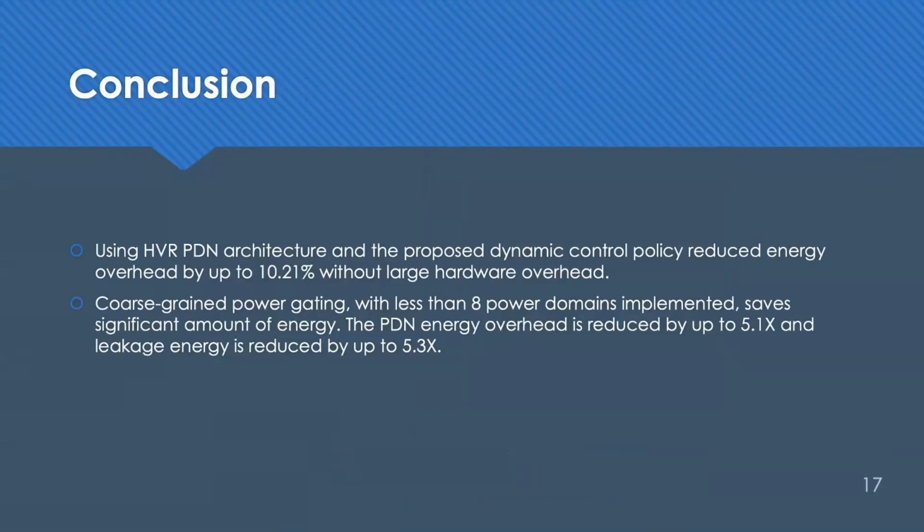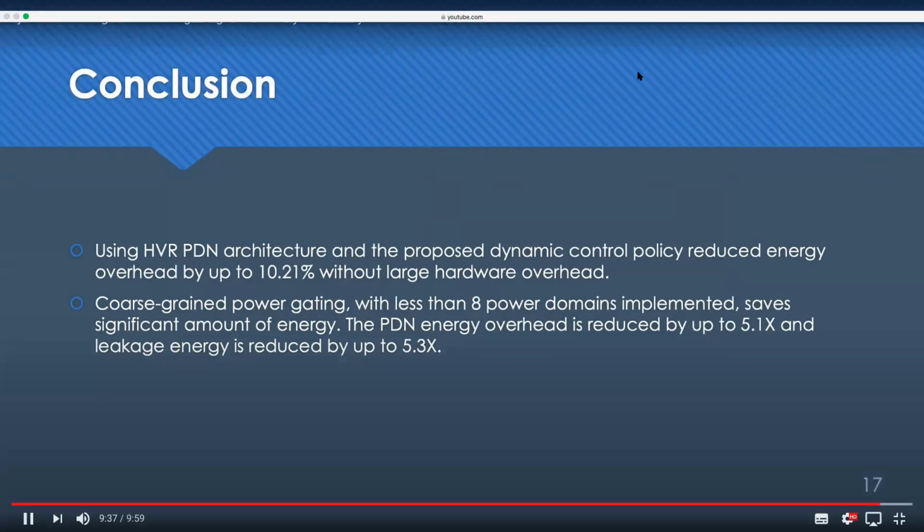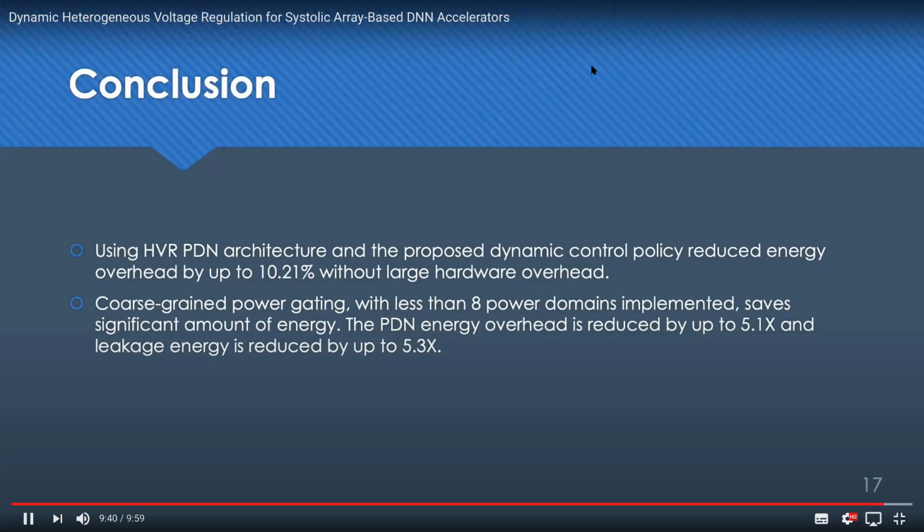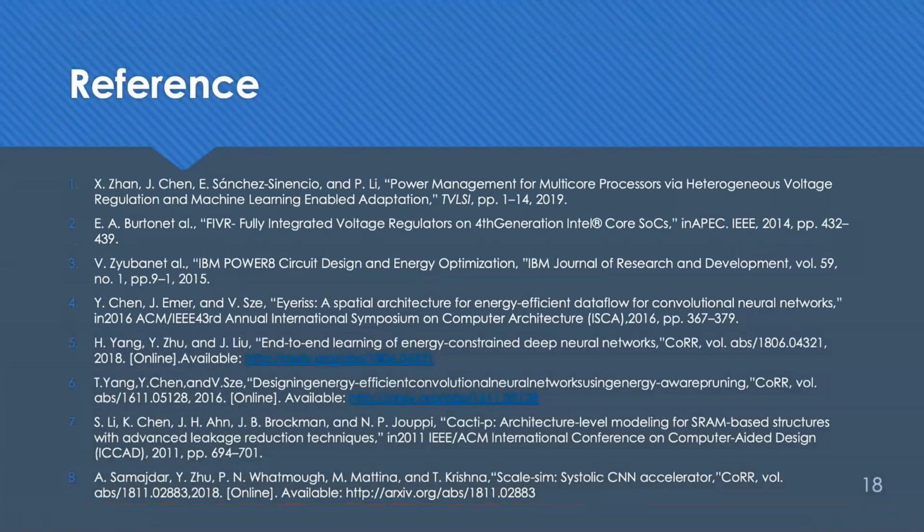Here are the conclusions. Using the HVR PDN architecture and the proposed dynamic control policy reduced energy overhead by up to 10.21% without large hardware overhead. Coarse-grained power gating with less than 8 power domains implemented saves a significant amount of energy. The PDN energy overhead is reduced by up to 5.1 times and the leakage energy is reduced by up to 5.3 times. Thank you for listening.